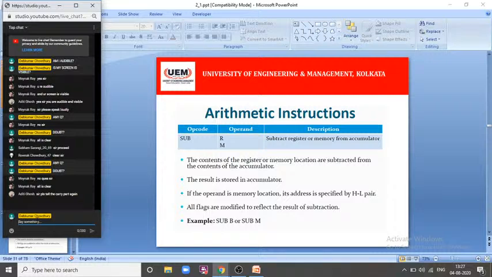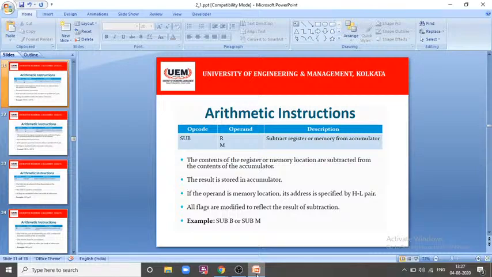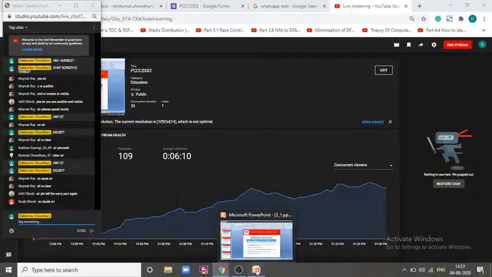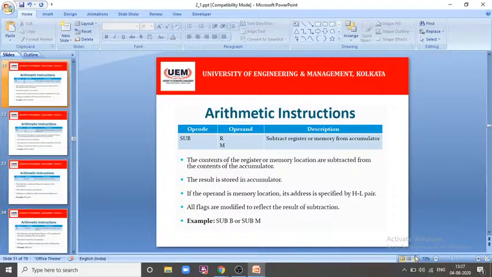Aditi is saying, sir, please tell the carry part again. Okay, okay, I shall repeat. The next student is writing, no doubt, sir. Okay. So as per the request, I am basically discussing the carry part once again.